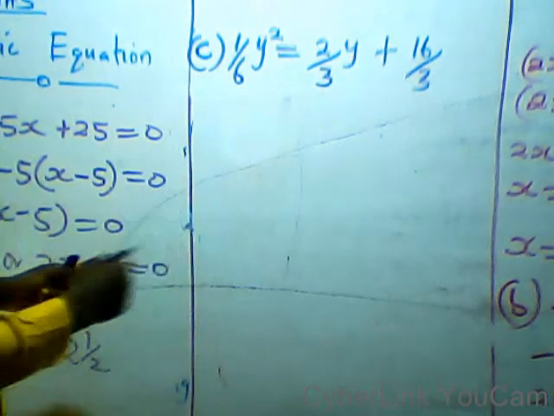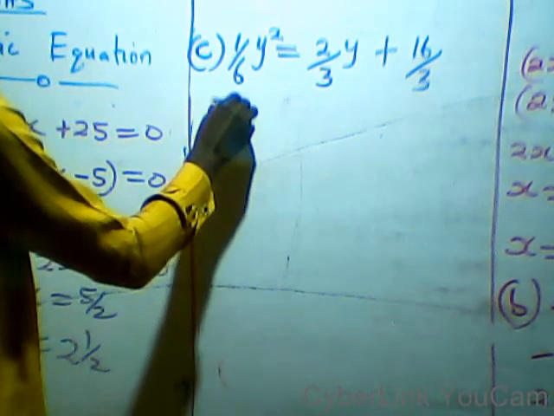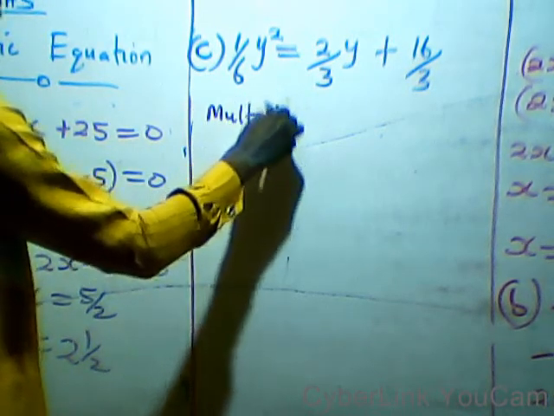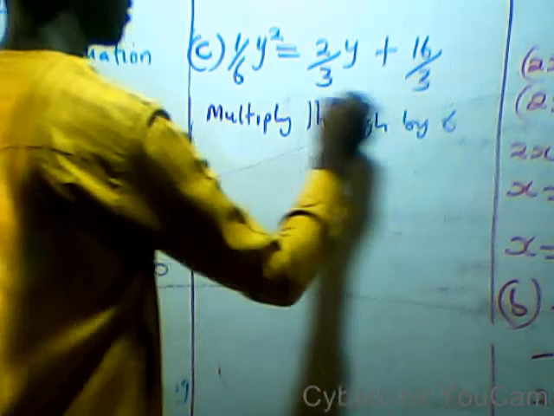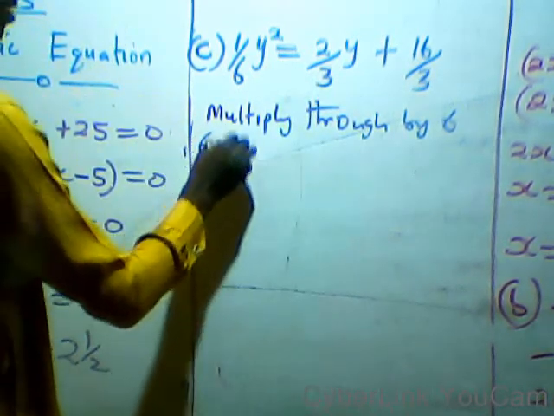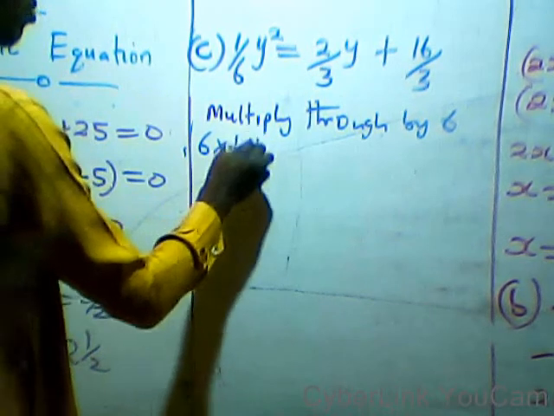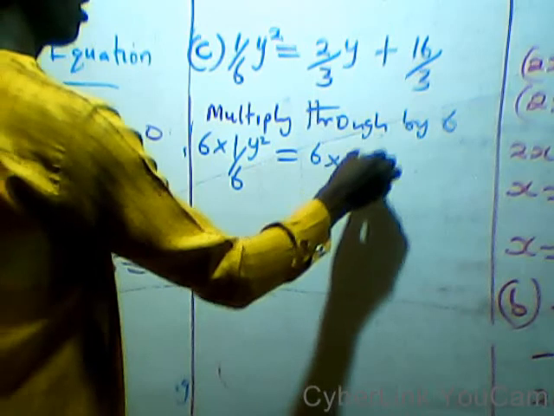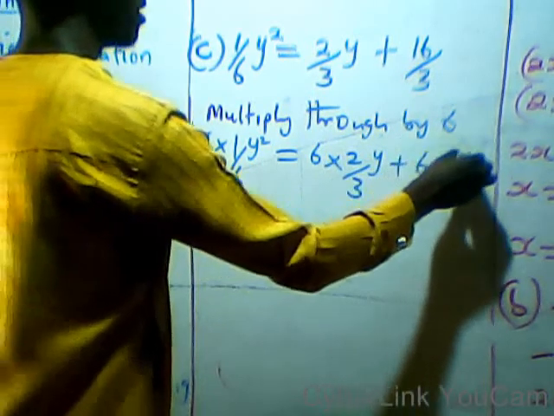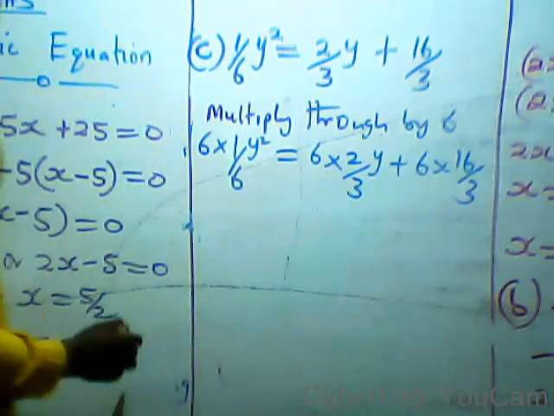So I will say multiply through by 6. If I do that, I will have 6 multiplied by 1 over 6 y squared is equal to 6 multiplied by 2 all over 3y plus 6 multiplied by 16 all over 3. In that sense, this and this will go.